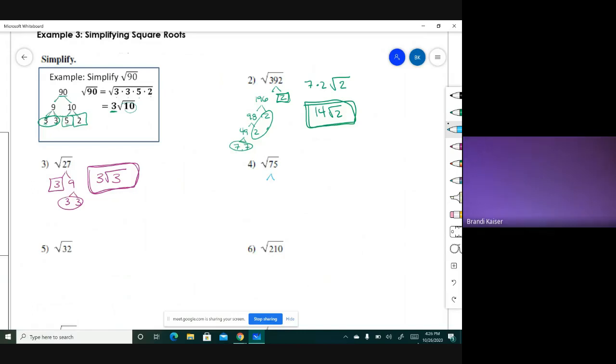75. Lots of ways I could break down 75. Let's say I break it down as 3 and 25. 3 is prime, but 25 can be broken down into 5 and 5. 5s are prime, so I have a pair of 5s and a single 3. 5 radical 3 is my simplified version.